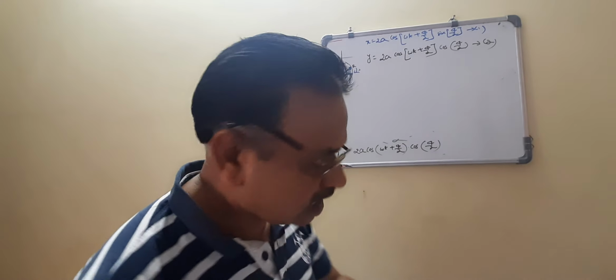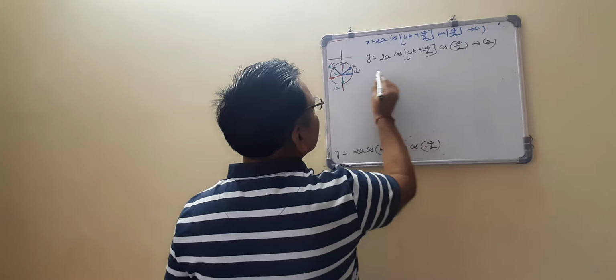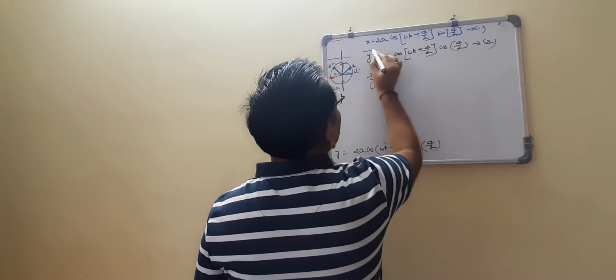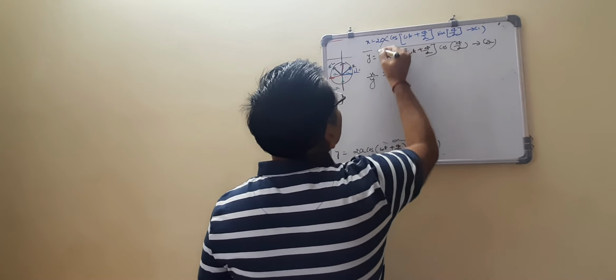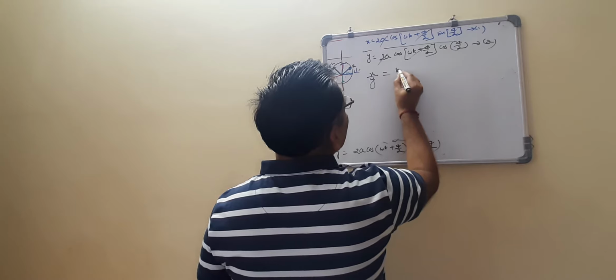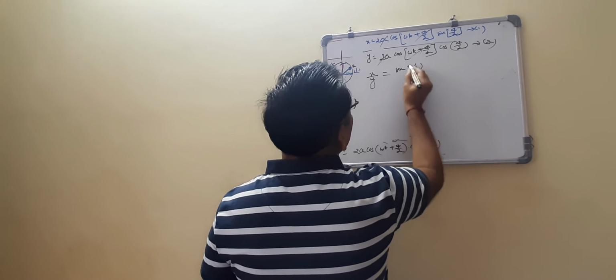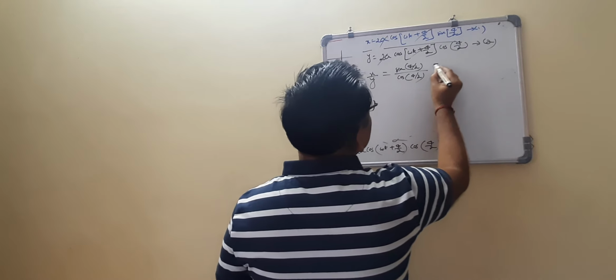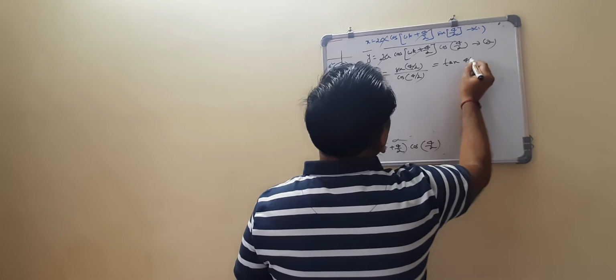Now what I am doing is, I will divide both equations. x divided by y equal to, I will divide it. This factor, this factor cancel. Here what you are getting is sine of phi by 2 divided by cos of phi by 2. It is nothing but tan of phi by 2.